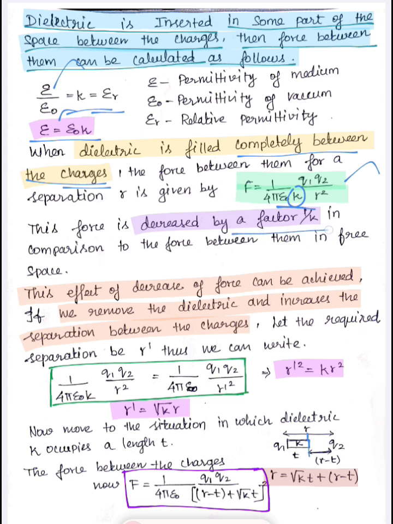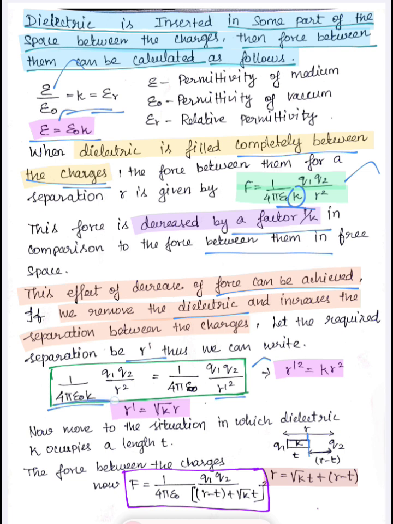Here the force is reduced by the factor 1 by k compared to the force between the charges in free space. This effect of decrease of force can be achieved by removing the dielectric and increasing the separation between the charges. Consider r dash to be the effective distance to decrease the force between the charges, same as the force between the charges when the dielectric is completely filled, that is, 1 by 4 pi epsilon naught q1 q2 by r dash square equal to 1 by 4 pi epsilon naught k q1 q2 by r square.